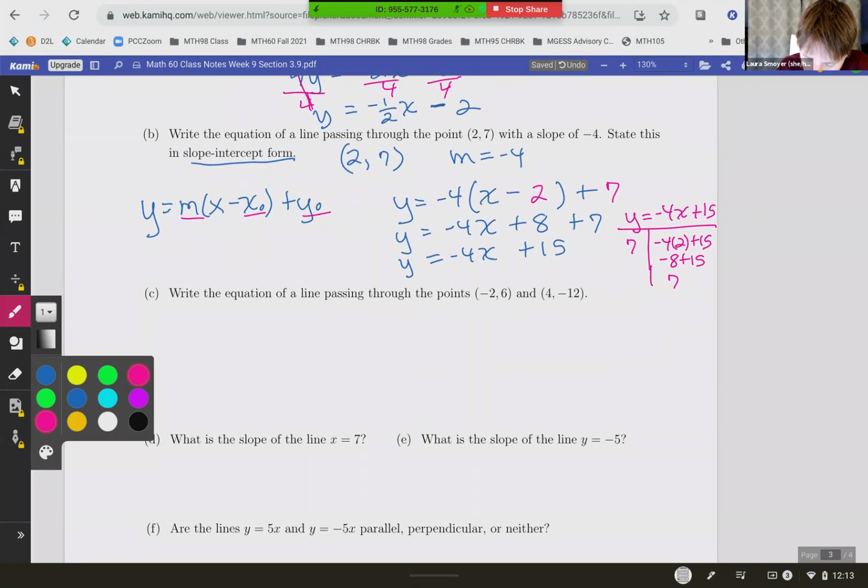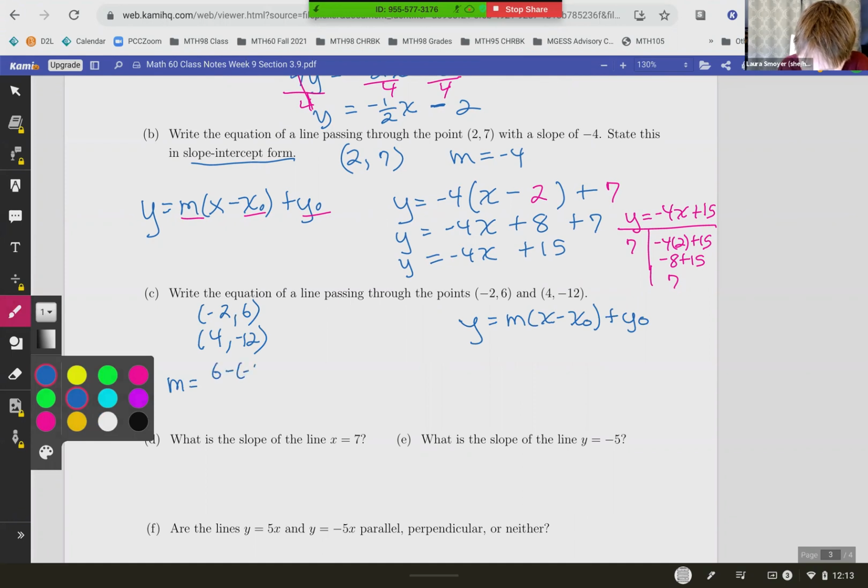All right, now I'm going to write the equation of a line passing through the points (-2, 6) and (4, -12). I don't have the slope yet, but I know that I can figure out the slope because I have 2 points. So my first step is going to be to determine that slope.